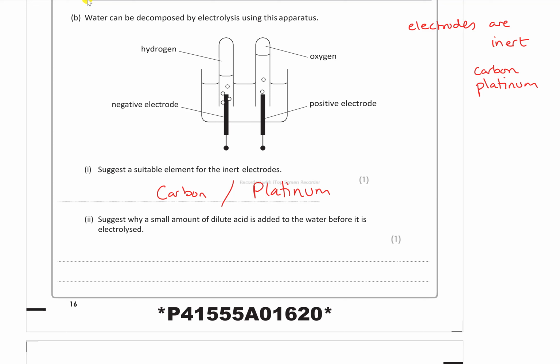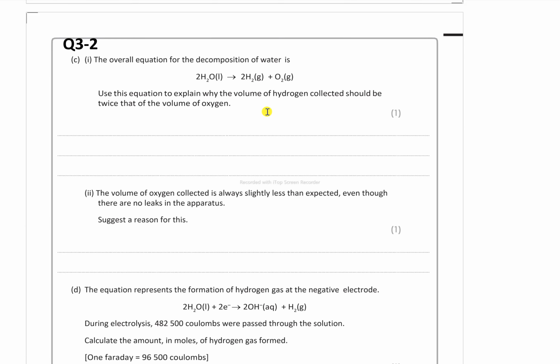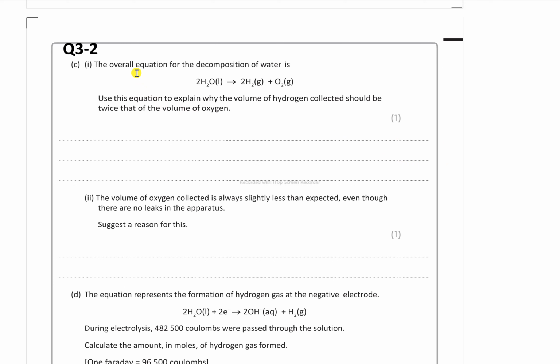To increase its electrical conductivity, because pure water does not conduct electricity. So the overall equation for the decomposition: when something decomposes, it breaks down. So water has broken down into hydrogen and oxygen.